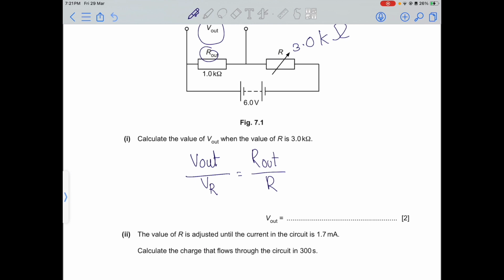So that would be this way: 6 into 1000 ohms divided by 4. Effectively, it's basically a comparison ratio. So I have the total as 6, and I need to divide it in the ratio 1:3. The total parts are 4, so you divide 6000 into 4 parts and give 1 part to this and 3 parts to the other one, which is 1.5. So V out is 1.5 volts.